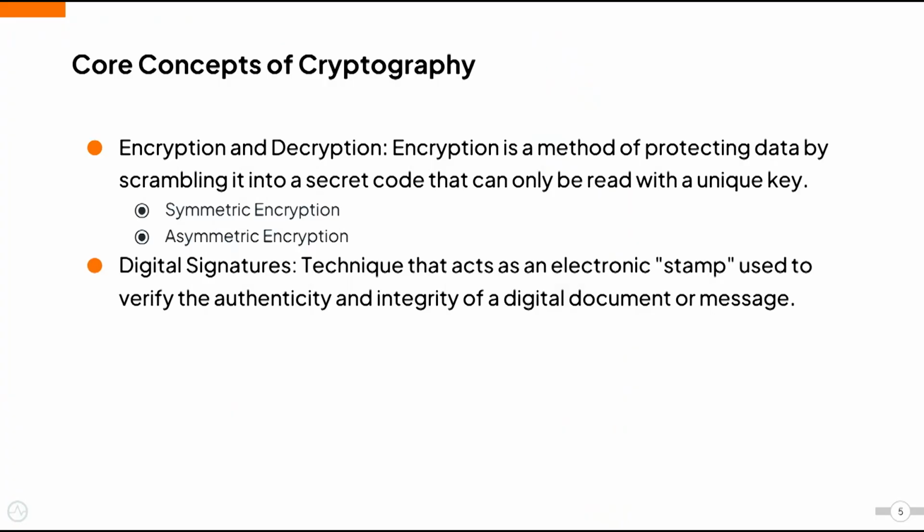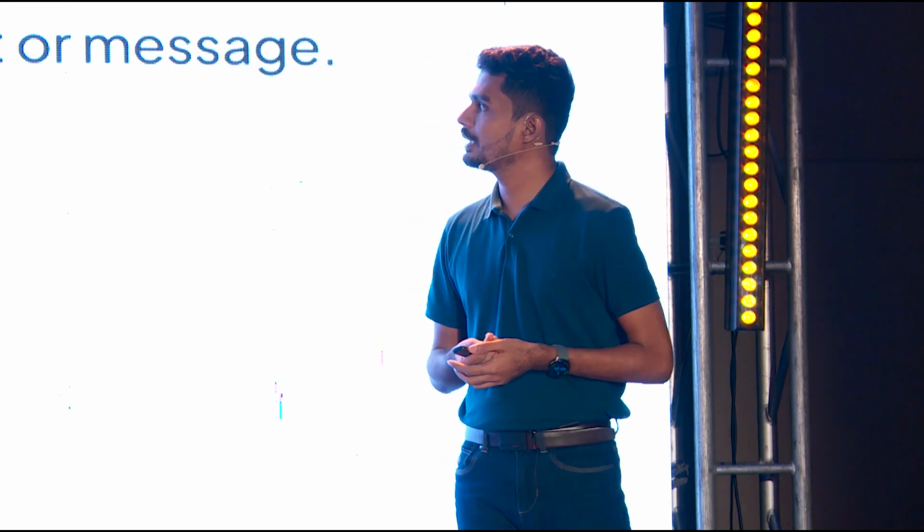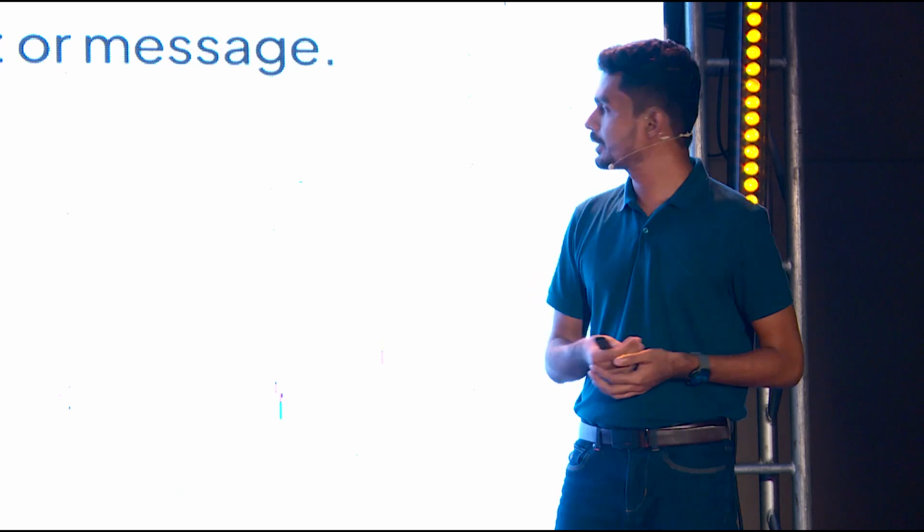Now let's see a few core concepts of cryptography. First, we have encryption and decryption. Encryption is basically scrambling data into secret code that only a holder of a secret key can read. So we have two main types of encryption, symmetric and asymmetric. I'll go through them in a later slide. And next, we have the concept called digital signatures. It's an electronic stamp that will let us verify the authenticity and the integrity of digital documents or messages.